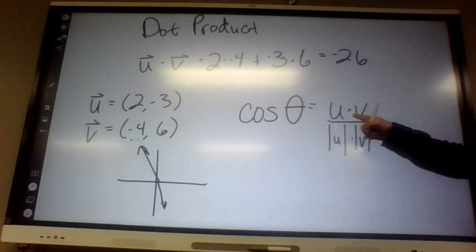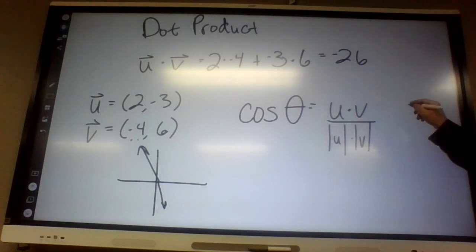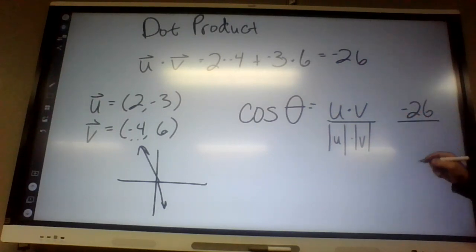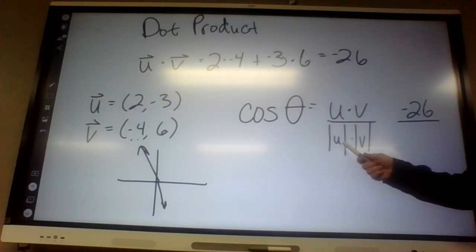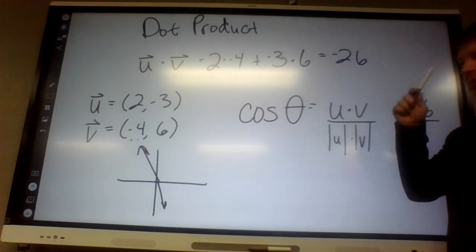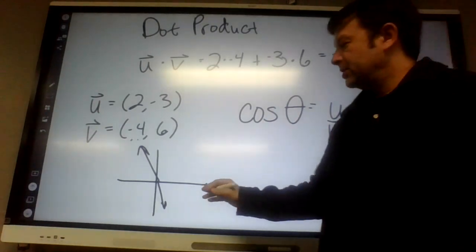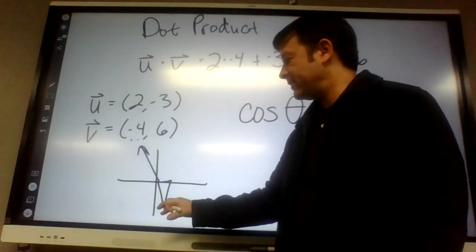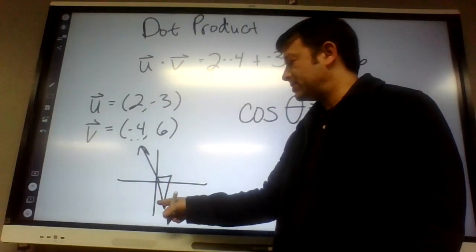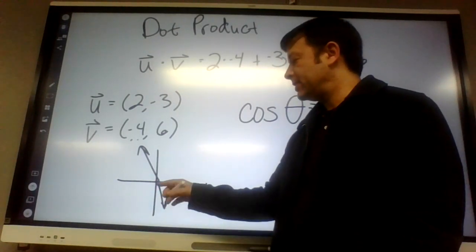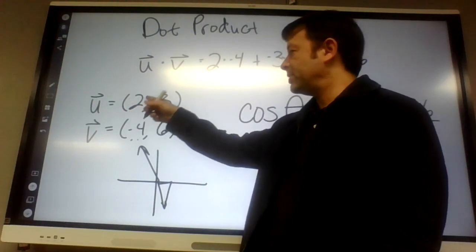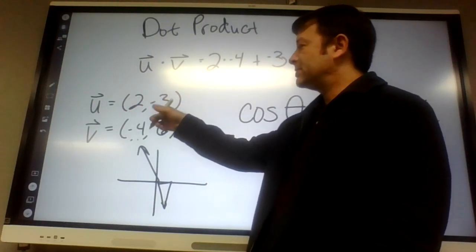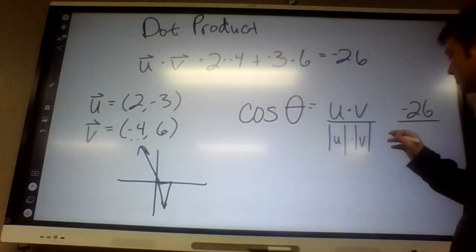So, I've already done the dot product. It's -26, that would go on top. And then what does this mean right here with the absolute values? Magnitude. And how do we find magnitude? Yeah, you square the x value, you square the y value, and then you take the square root of it because it makes a little right triangle. So to find the length of this, you do the Pythagorean theorem with these two basically. So 2 squared plus 3 squared is 13, so it's square root of 13.